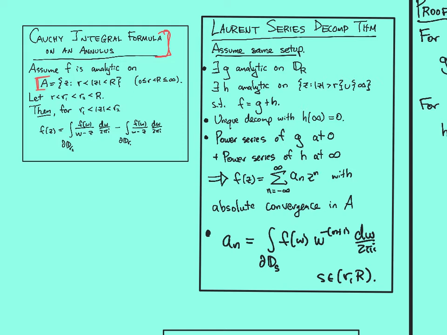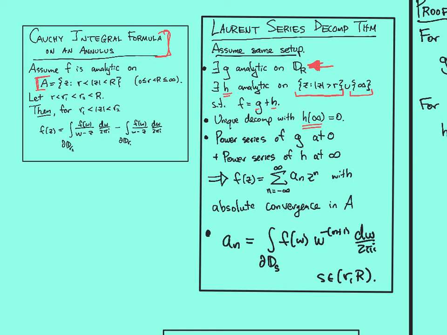And the Laurent series decomposition theorem is going to tell us that there exists G analytic on the disk of radius big R and H analytic on this complement of a disk, union infinity. So this is a neighborhood of infinity, and I'm going to say it's analytic at infinity. And f is going to equal G plus H. This decomposition will be unique if we further require that H of infinity is 0.